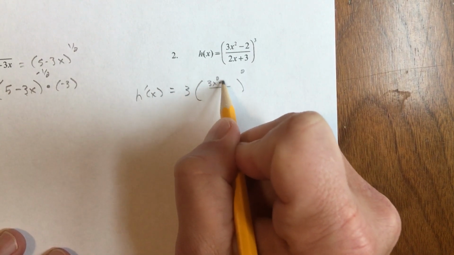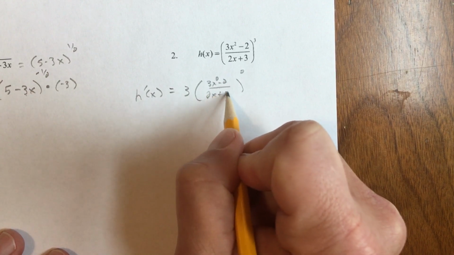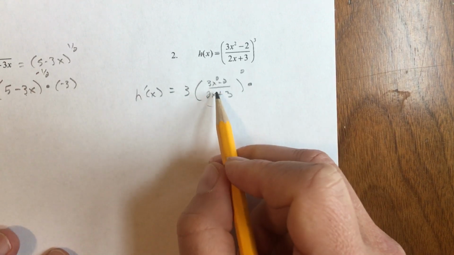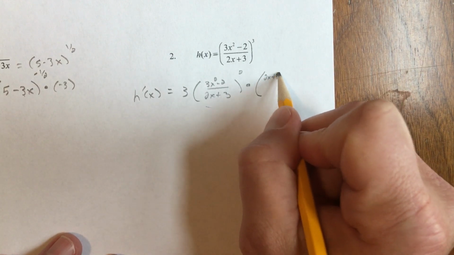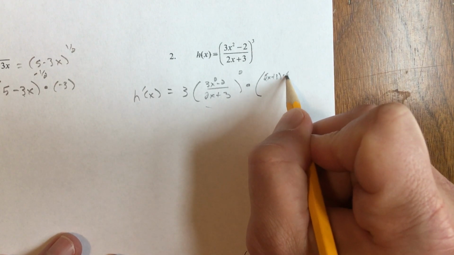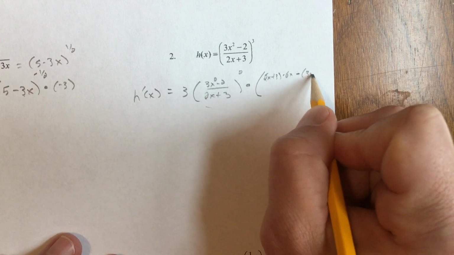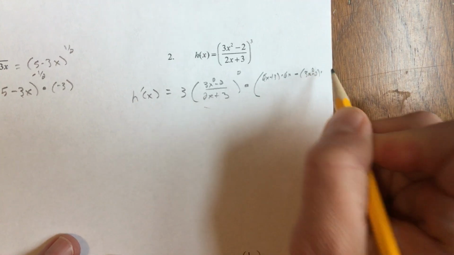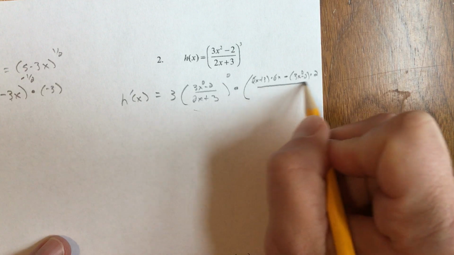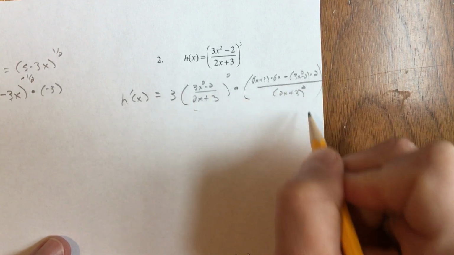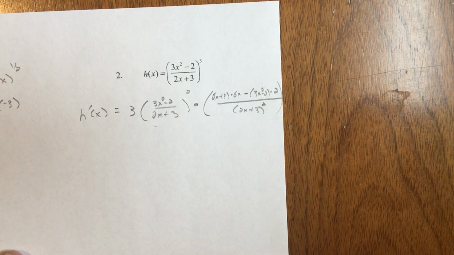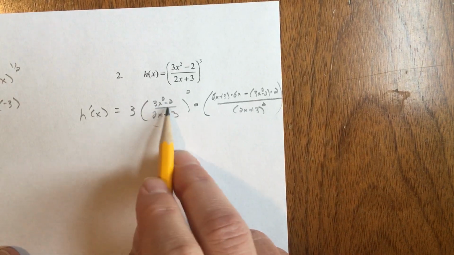Okay. For number 2, the cubed is the outer function, so I'm going to bring that down, drop the 2, leave the inside alone, and then times the derivative of the inside, which we're going to have to use quotient rule. So it's going to be bottom, 2x plus 3, times derivative of the top, 6x, minus top, 3x squared minus 2, times derivative of the bottom, which is 2, all over bottom squared. So that's kind of obnoxious for sure, all right? But when you do go to do that derivative, you have to use the quotient rule there.